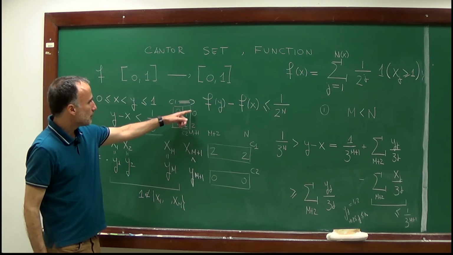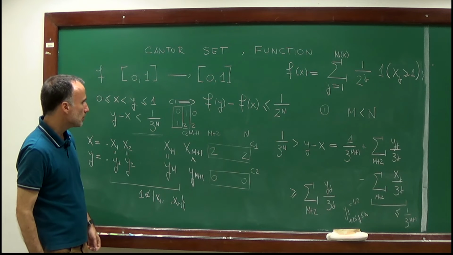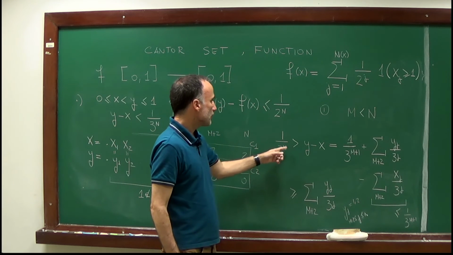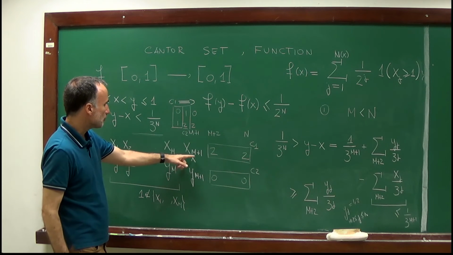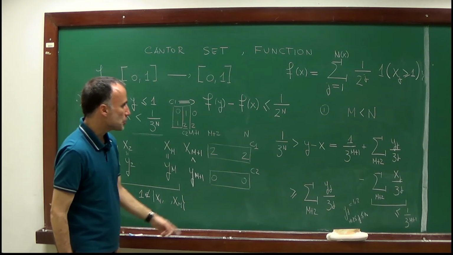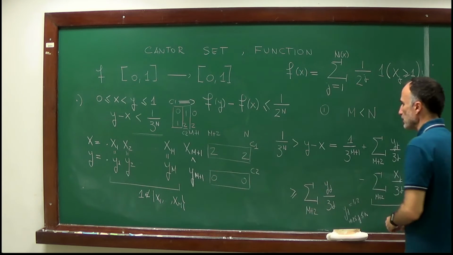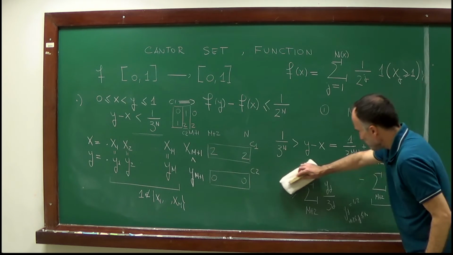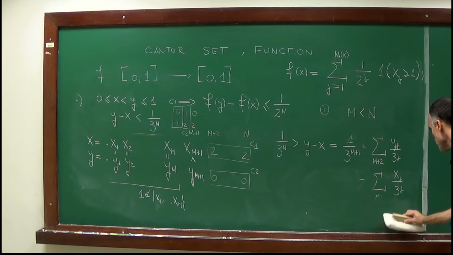And finally, I claim that the third case is impossible, because this inequality won't be satisfied. So let me now assume that xm plus 1 is 0 and ym plus 1 is 2, and let me show that this is not possible, because here I'm assuming that m is smaller than n. So let's repeat the computation for this third example.